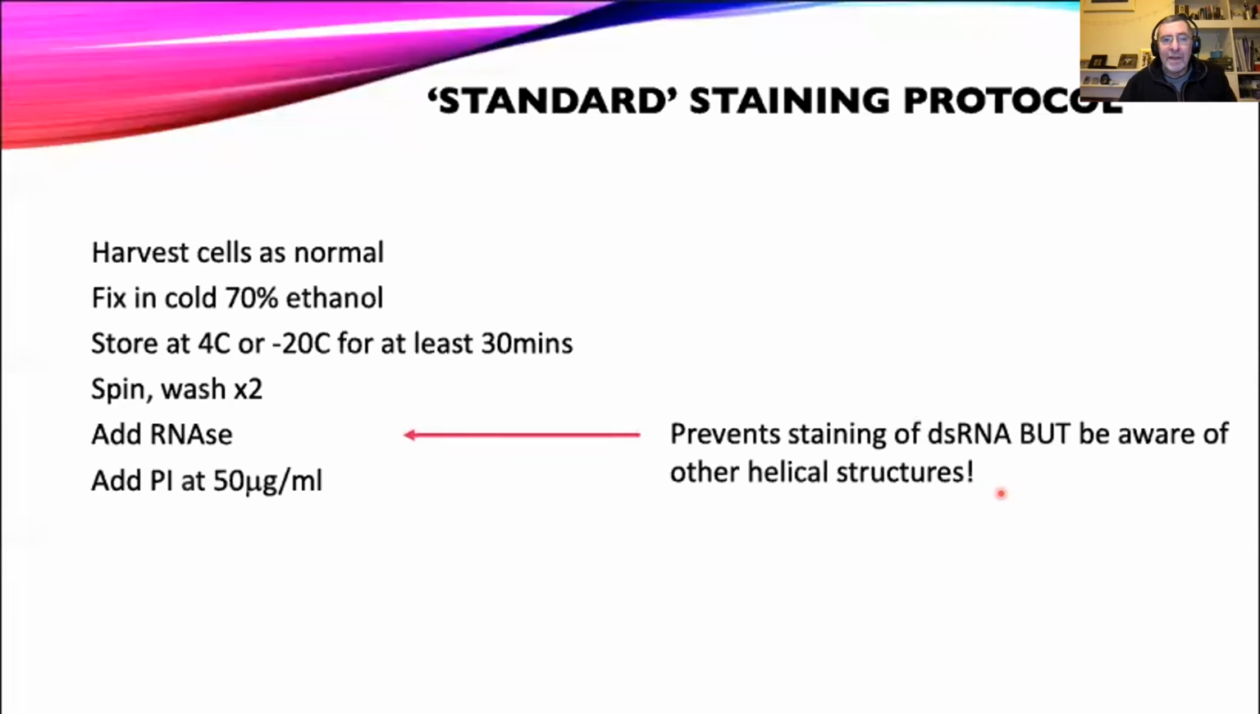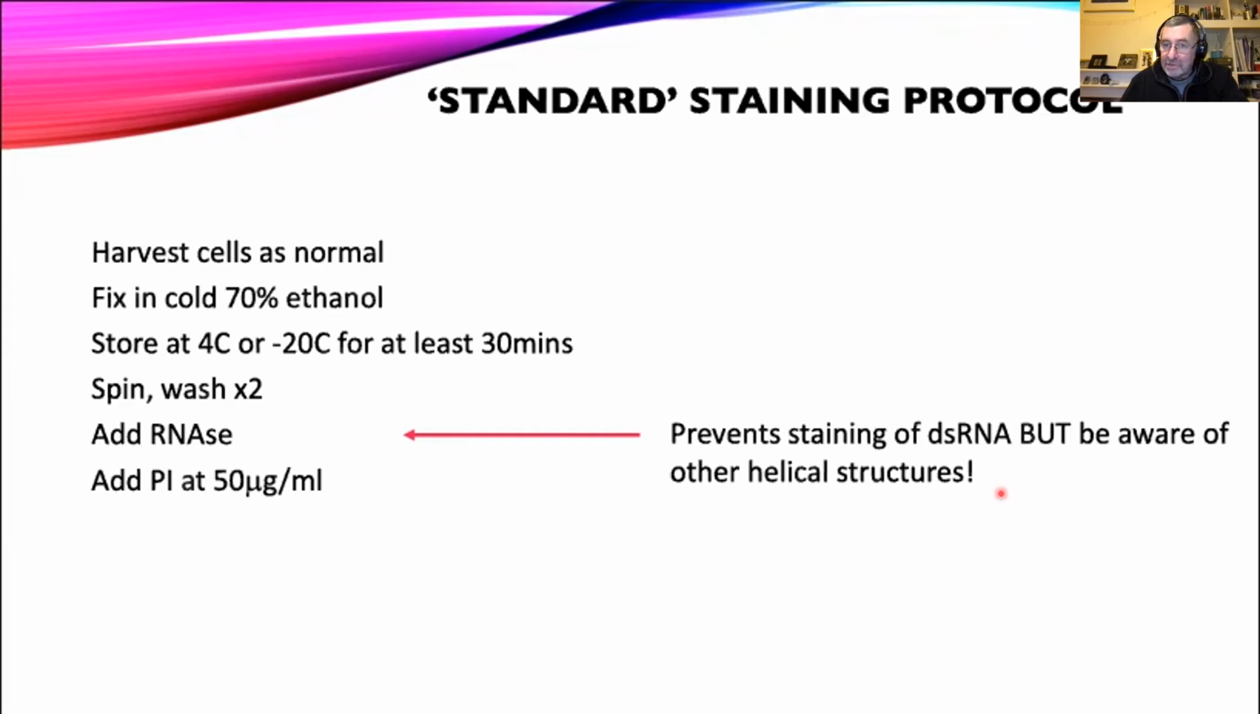Generally, we're also going to add RNase. Most certainly our intercalating DNA dyes will bind to many helical structures, including double-stranded RNA. So it's not always needed, but I always put that in. It's a bit of belt and braces. Put a bit of RNase in to remove any double-stranded RNA.